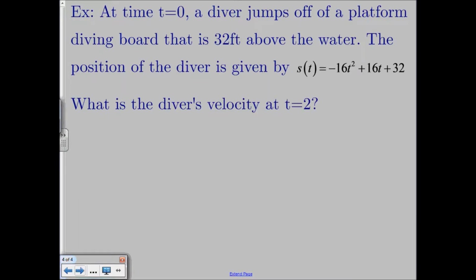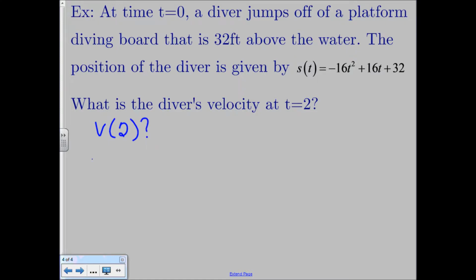Okay, so let's try an example where we're talking about finding the specific velocity. So in this example, at time t equaling 0, a diver jumps off of a platform diving board that is 32 feet above the water of a pool. The position of the diver is given by the position function s of t equals negative 16t squared plus 16t plus 32. We want to know what the diver's velocity is at t equaling 2, which means that we want to know v of t when t is 2.